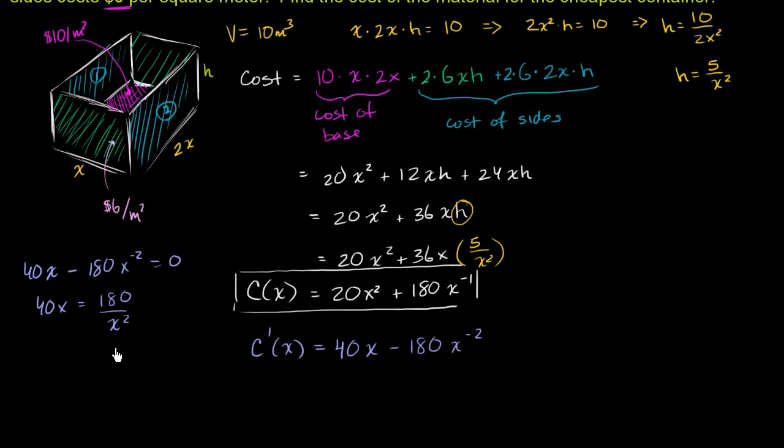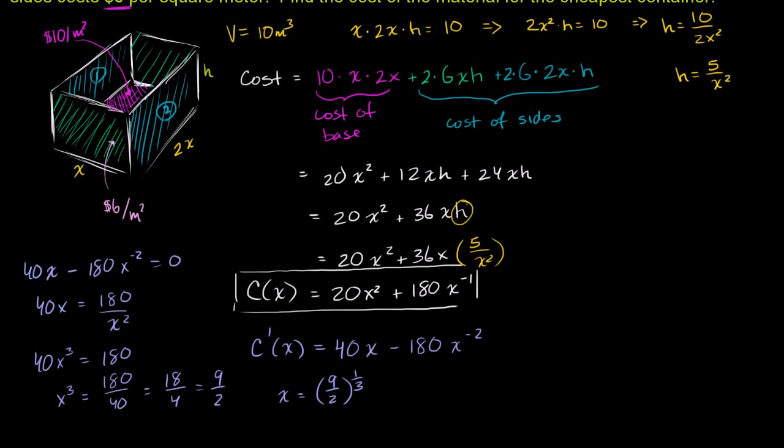Now, let's see, we could multiply both sides of this equation by x squared, and we would get 40x to the third is equal to 180. Divide both sides by 40, you get x to the third is equal to 180 over 40, which is the same thing as 18 over 4, which is the same thing as 9 over 2. And so if we want to solve for x, we get a critical point at x is equal to 9 halves to the 1/3 power, the cube root of 9 halves.